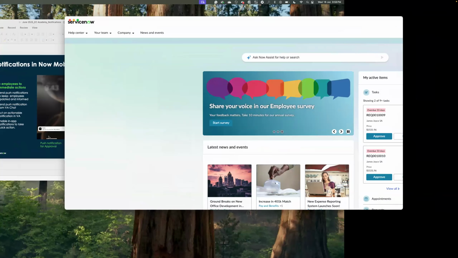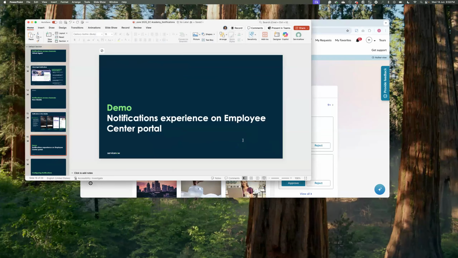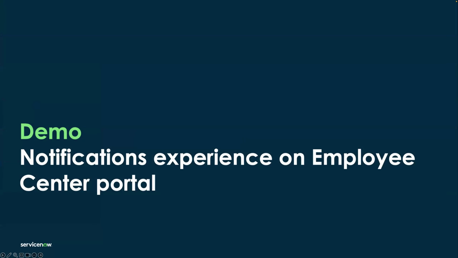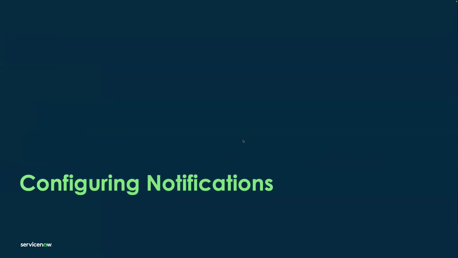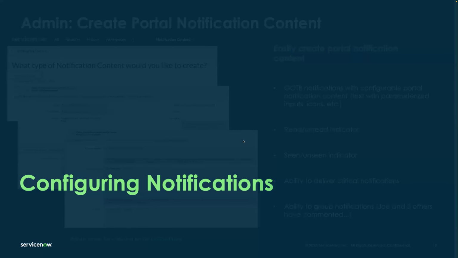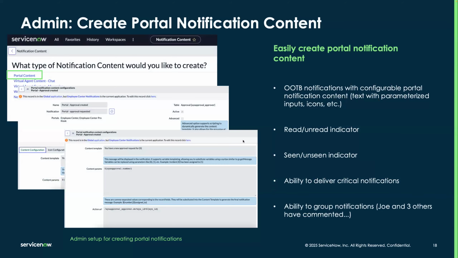All right, moving back to the slide. Now that we have covered the demo for the notifications front-end experience, let's see how we can configure notifications. So admins have full control to create and configure notification content pretty easily. This includes writing the notification text with dynamic placeholders that personalize the messages, like inserting an incident name or a request ID, or even adding your own icons to make the alerts more visually clear.